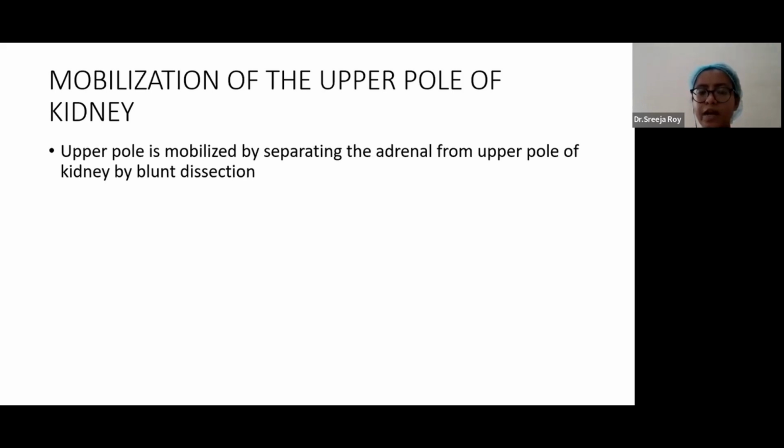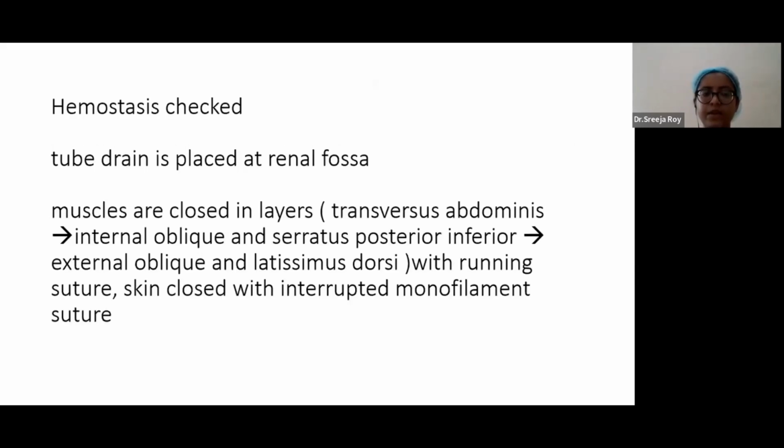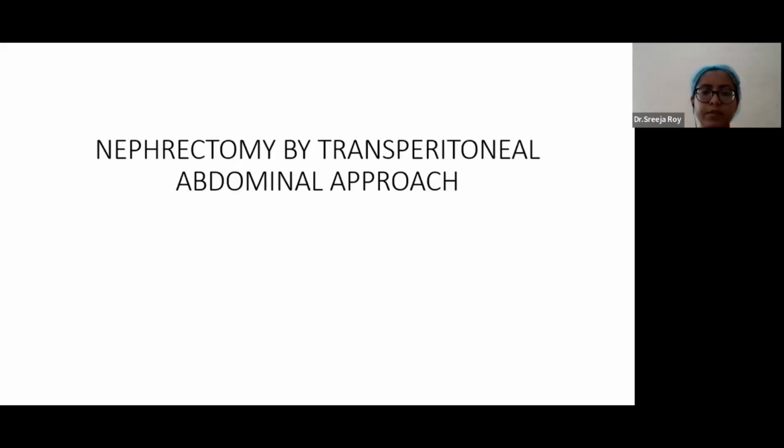The upper pole is mobilized by separating the adrenal from the upper pole of kidney by blunt dissection. Then hemostasis is checked. Tube drain is placed at the renal fossa. The muscles are closed in layers with running suture and skin closed with interrupted suture.